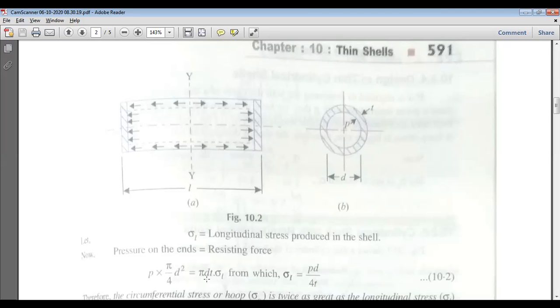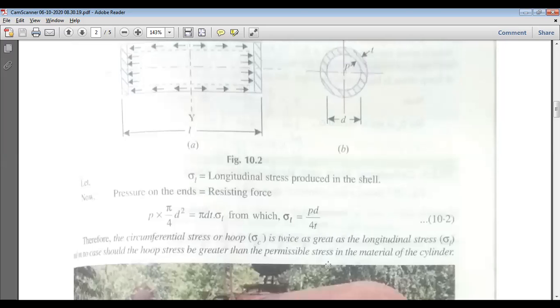D is the internal dia. Pi d is the complete circumference, the periphery. T is the thickness of the shell, and sigma T is the compressive strength. Sigma L is the longitudinal stress produced inside the shell. That will be responsible, that means the material providing the reaction to this exertion of force. So sigma L is equal to PD by 4T.